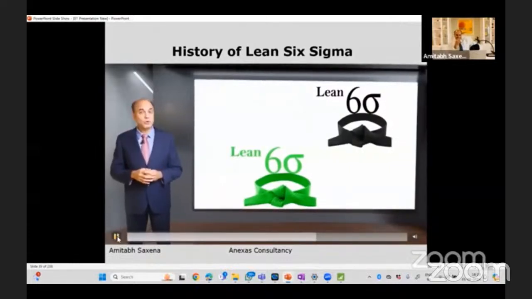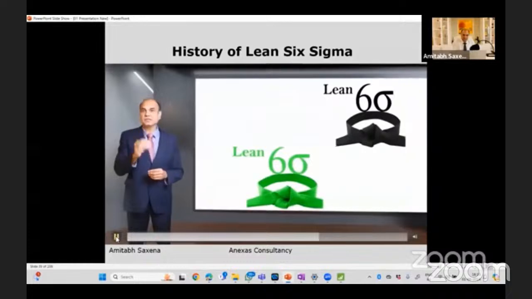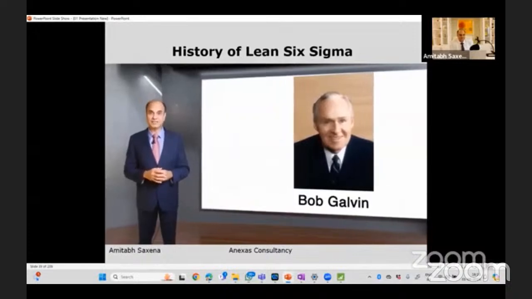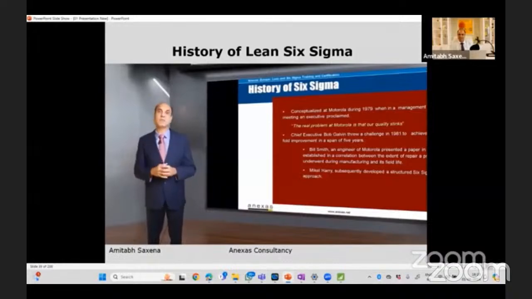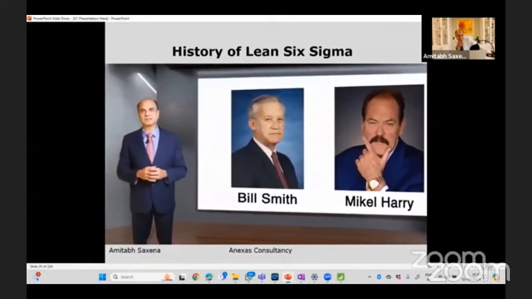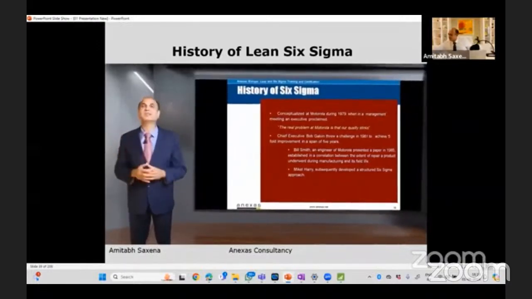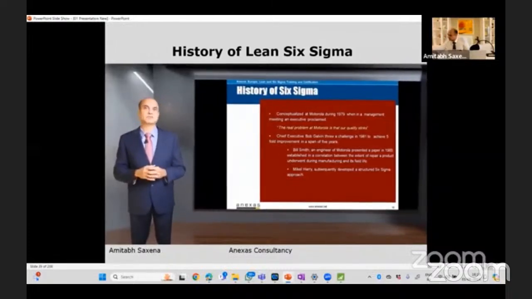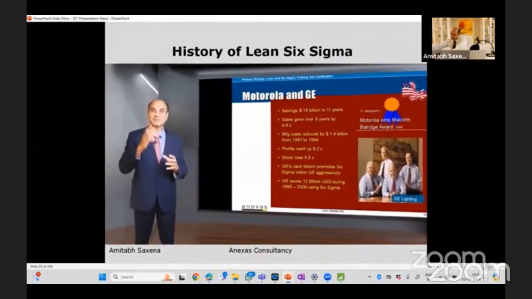Let's see how organizations do improvement projects, the story, by choosing improvement opportunities and converting these improvement opportunities into projects. It all started in Motorola when Bob Galvin, the CEO, took a challenge saying that I would like to improve everything by 5 times in the organization. And he was told about some statistical tools and techniques which Bill Smith and Michael Harry were using to improve the processes. Bob Galvin was so much impressed with what Bill Smith and Michael Harry were doing, he told them to develop a methodology which, if applied to the organizational processes, can improve the processes.